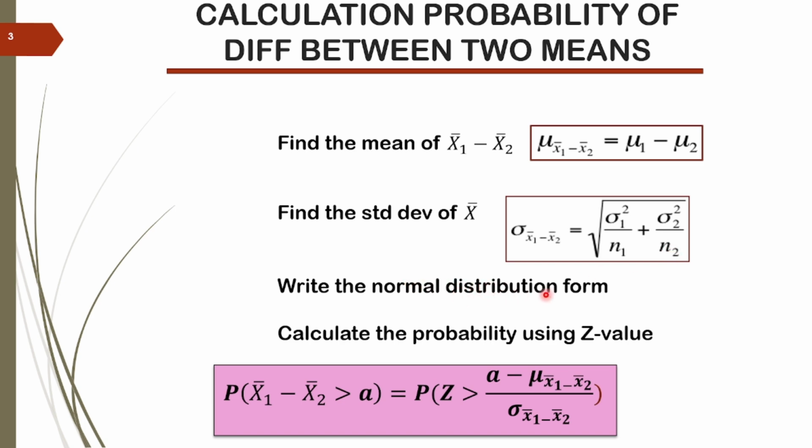Write the normal distribution form and then calculate the probability using the Z value. The probability that the difference between the two sample means is greater than a value A equals the probability of Z greater than A minus the mean of the difference between the two sample means, divided by the standard deviation of the difference between the two sample means.